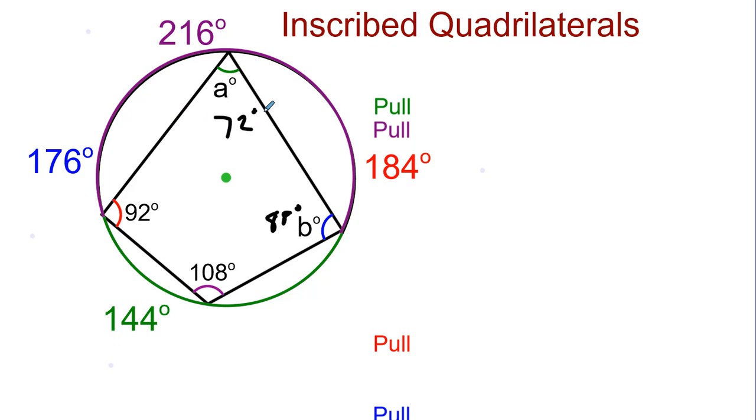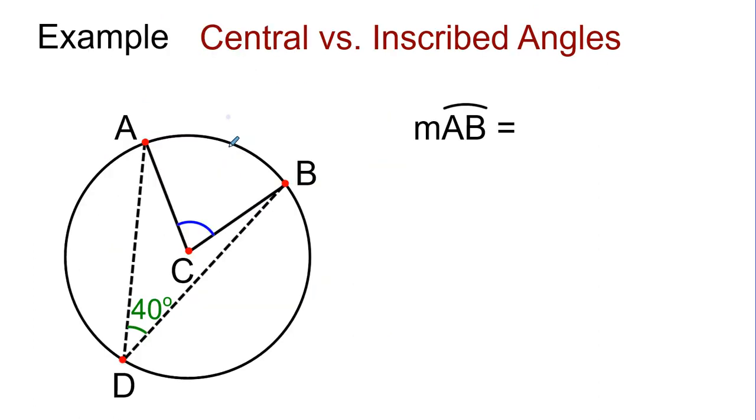So an inscribed quadrilateral has supplementary opposite angles. So the opposite angles, 92 and 88, are supplementary, and 108 and 72 are also supplementary. Kind of cool once you know the proof.